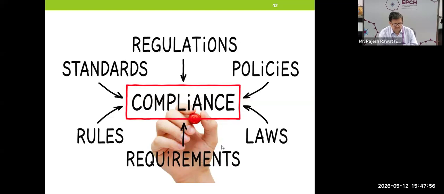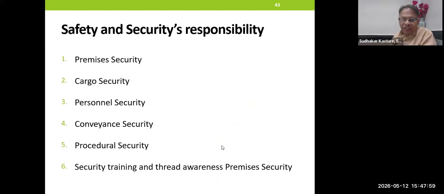I will reply to queries. Compliance issue, you need premises security, you need cargo security, you need personal security, you also need conveyance security, procedural security, security training and trade awareness. Premises security, let me give you an idea what it is. आपके premises secured हैं, CCTV कैमरा है, अगर फैक्ट्री है तो कंपाउंड वॉल है, बार्ब वायर फेंसिंग है.